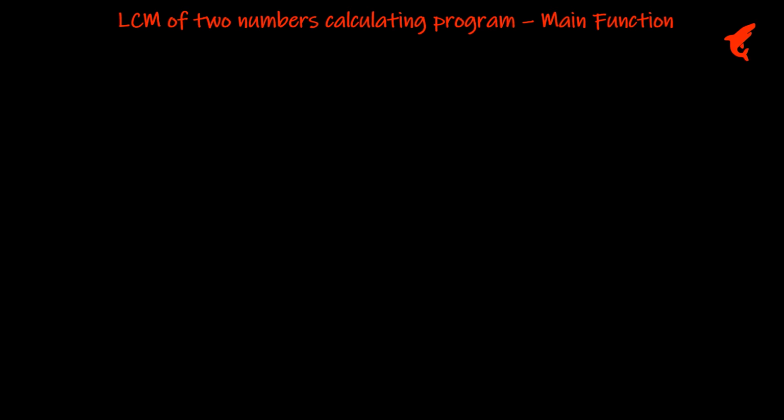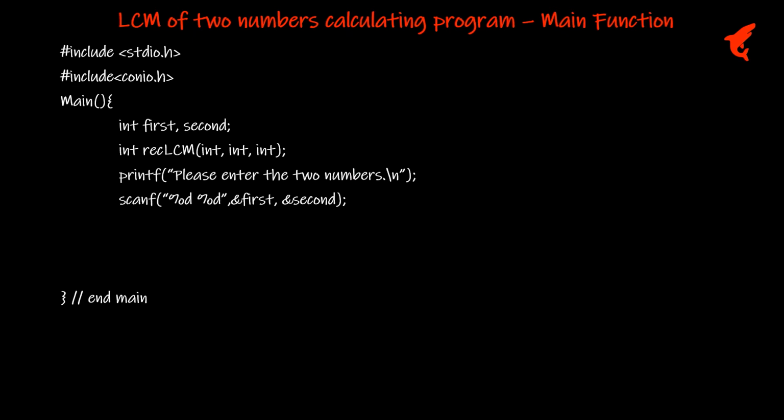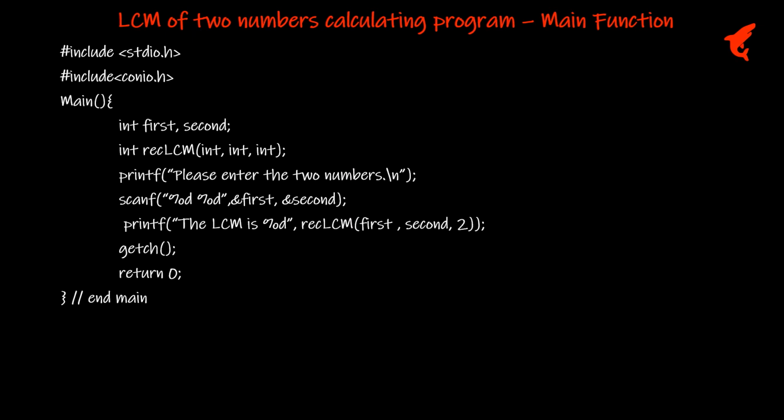So we start with the main function of this particular program. So include statements, main function, bracket open, close. Then we declare two variables first and second to get those two numbers. Then rec LCM function with 3 parameters, all of type int, right? Then we have a printf statement, we have a scanf function to accept the two values, and then we have a printf statement in which we make the rec LCM call, and in which we are going to pass first and second as the first two arguments, and the value 2, which is going to be the initial value of our divisor. Then the getch statement, return 0 statement, and that will end our main function.